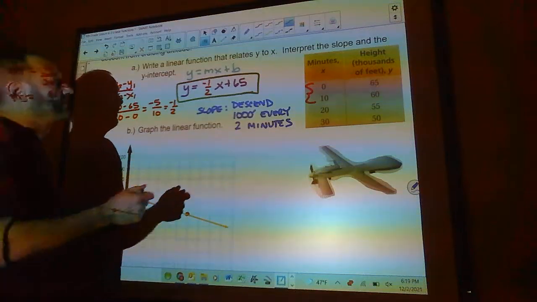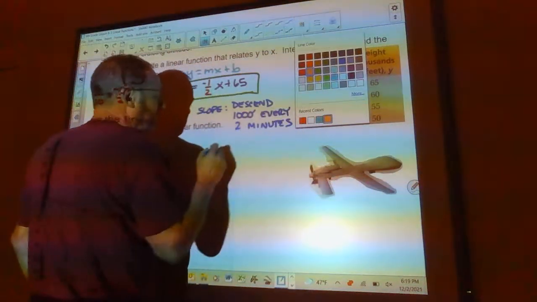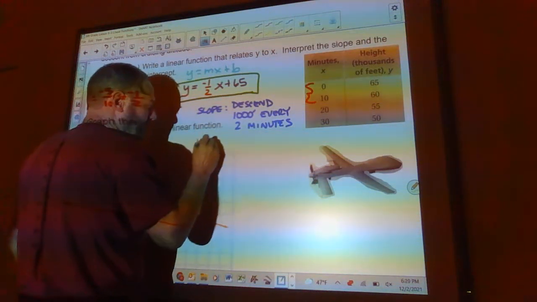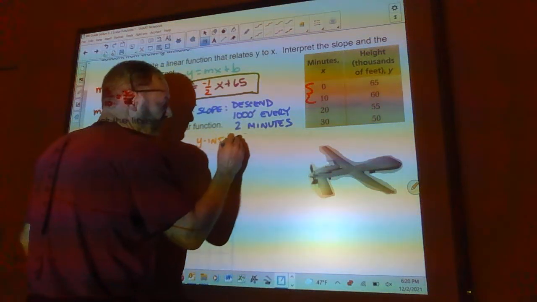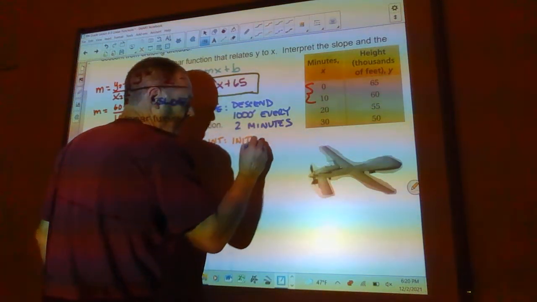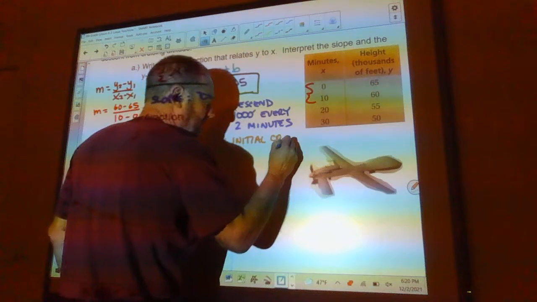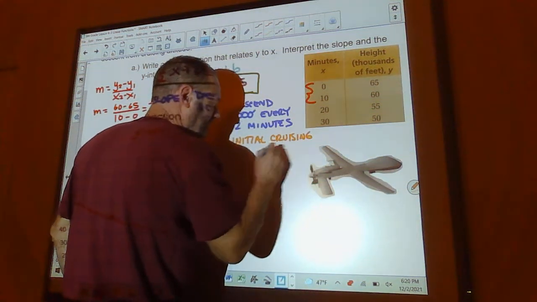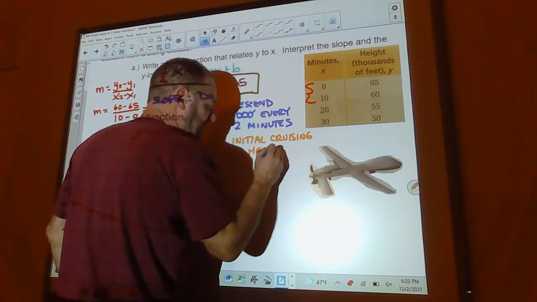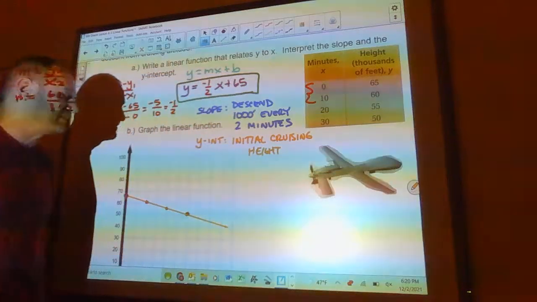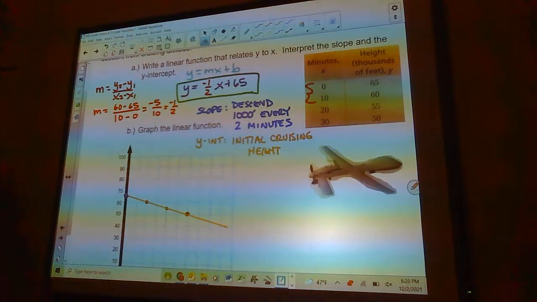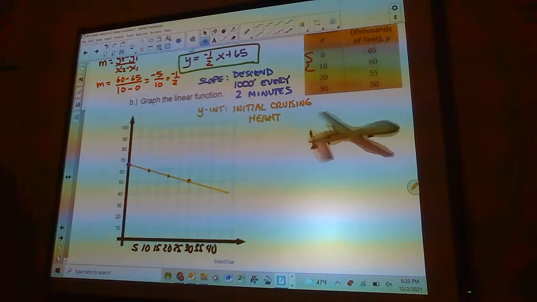Now what does the y-intercept mean? The y-intercept was its initial cruising height. It started out flying at 65,000 feet, and then we caused it to descend. So there you go. Anything else down here? Nope, that's it.